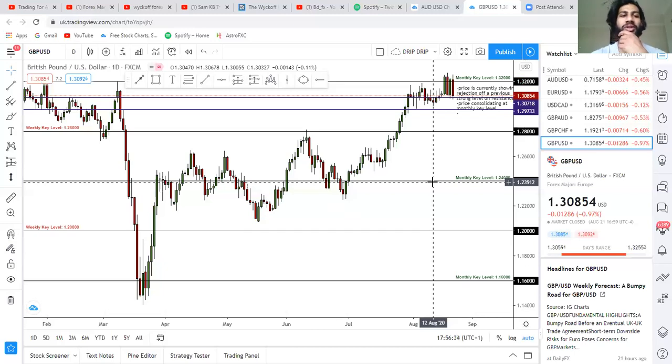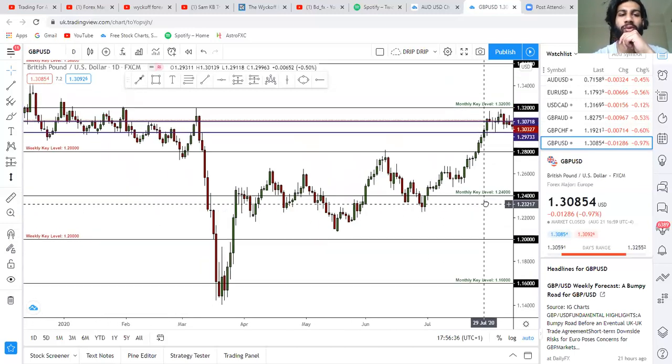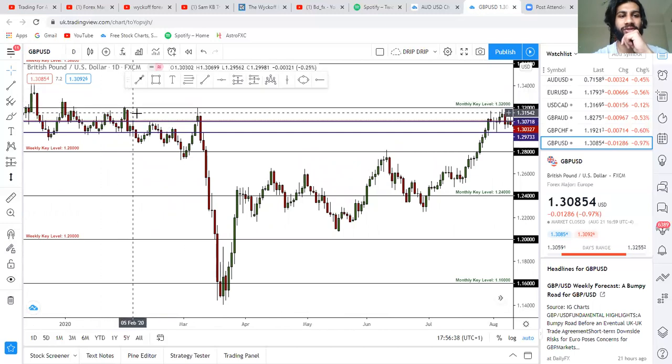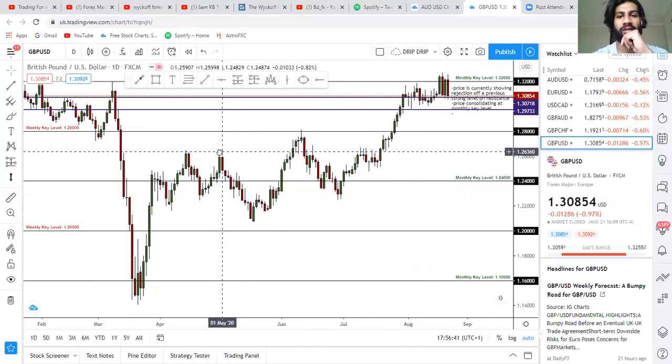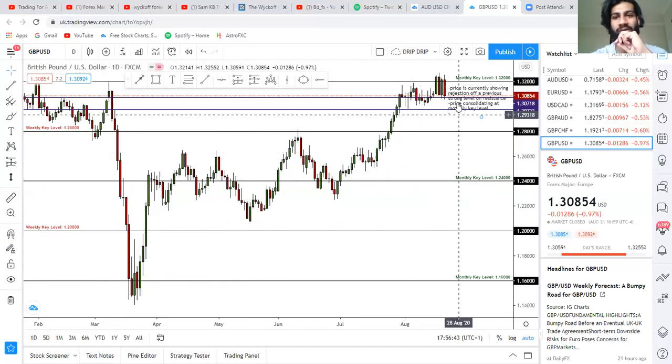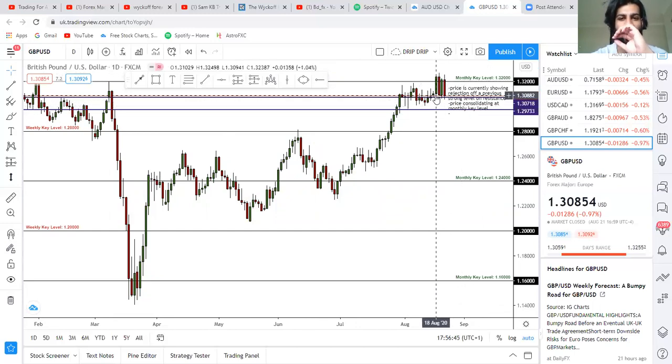GBPUSD, I don't really see much. I mean, it's currently at a level of past resistance over here, quite strong resistance around this sort of level, and it's just been a bit of choppiness over here.